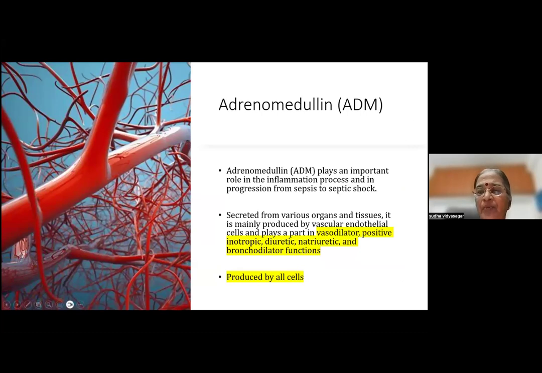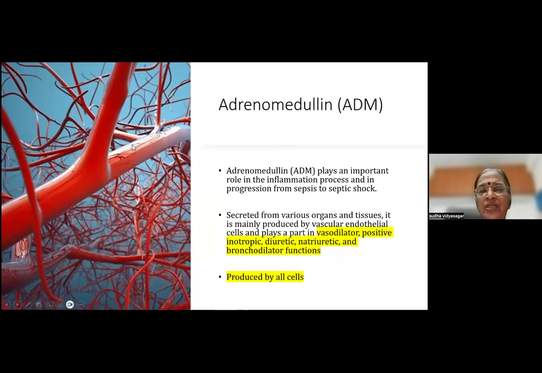Now, adrenomedullin plays an important role in inflammation and in the progression of sepsis to septic shock. As the name suggests, it was first found in the adrenal medulla, but later they found that it's there everywhere, and it mainly acts on the vascular system as a vasodilator, inotrope, and diuretic. All these are the functions of adrenomedullin, and though it began in the adrenal glands, it is now produced by all cells.